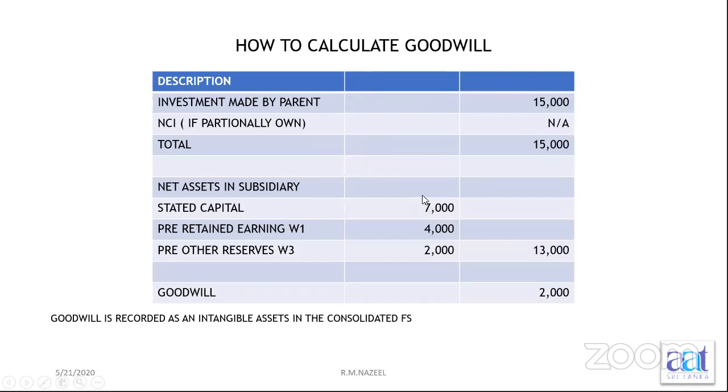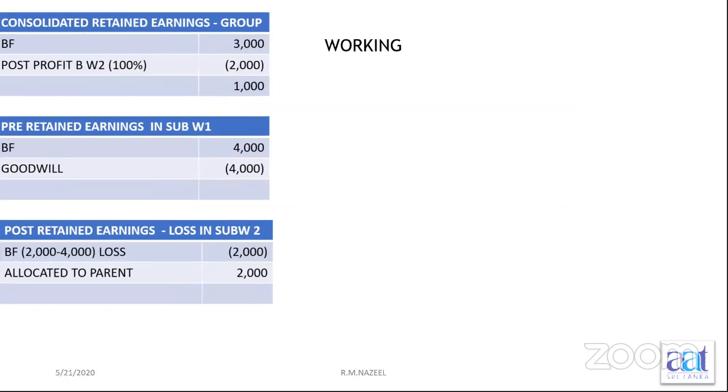15,000. Stated capital is 7,000. Assume it will not change. Retained earnings 4,000. Right? Pre-reserves 2,000. Goodwill is 2,000 rupees. Right? So see, this is very important. Retained earnings 4,000 rupees. Right? Now we'll see the workings.